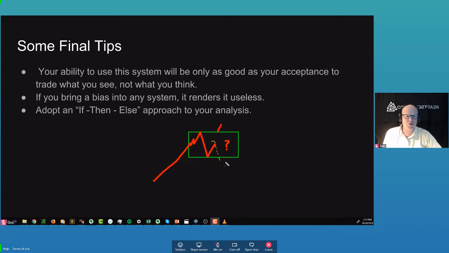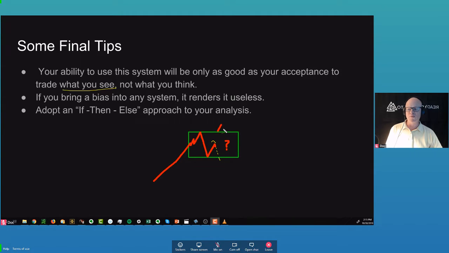But this is where I see retail investors. Again, they cling to a particular position. They think it's going to happen. They've brought a bias into the discussion and they want to see that happen, right? So you've got to be able to trade what you see and not what you think.